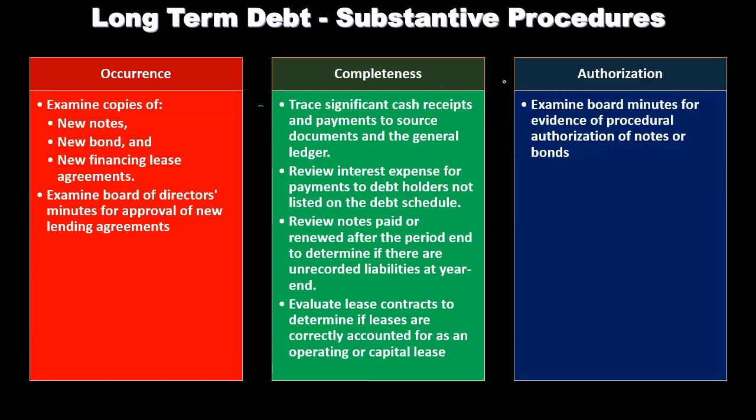And then we have authorization. We're going to examine board minutes for evidence of procedural authorization of notes or bonds. Note, if we're talking about large amounts, oftentimes the notes or large loan amounts, bonds payable, notes payable, would go through the authorization process that would be set up by the company in terms of internal controls, which typically for large amounts would go to the board of directors and have to be in the minutes for the board of directors.